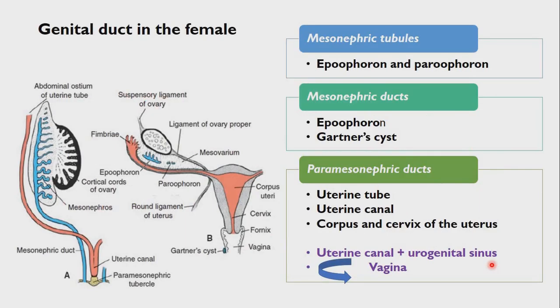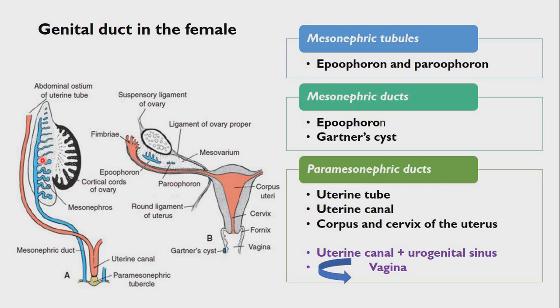Genital duct in the female. The genital duct is developed from, you can see these are the mesonephric tubule, mesonephric duct and paramesonephric duct. Now the mesonephric tubule will degenerate and the most cranial portion will give rise to the epiphoron, and the other will give the caudal portion paraophoron.